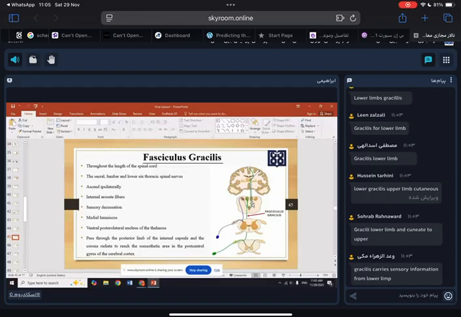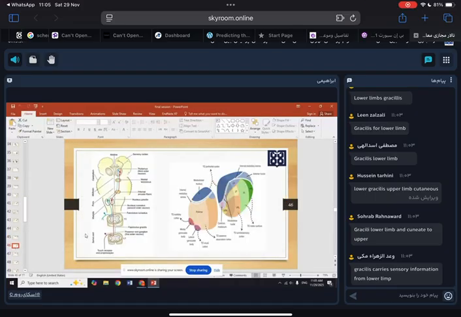Okay, this is the pathway for fasciculus gracilis. You are seeing again in this part, it comes from the lower limb, comes to the spinal cord, goes to the medulla oblongata, has a cross and makes the internal arcuate fibers and medial lemniscus, goes to the VPL nucleus of the thalamus here, and then goes to the cerebral cortex.